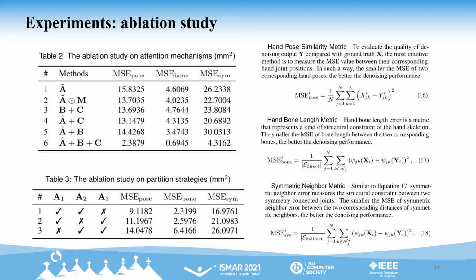Both dilating B and C are not conducive to dynamically learning which neighbors are trustworthy. Table 3 elaborates the detailed results of the ablation study on the partition strategy. The removal of symmetric connected relationships still results in a significant performance reduction, indicating the effectiveness of the proposed partition strategy.